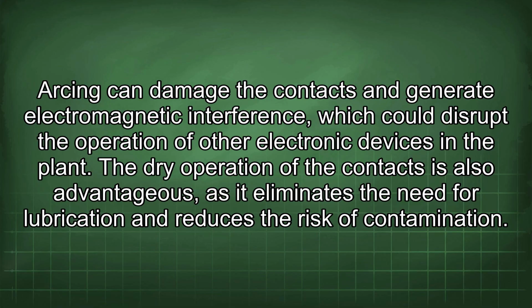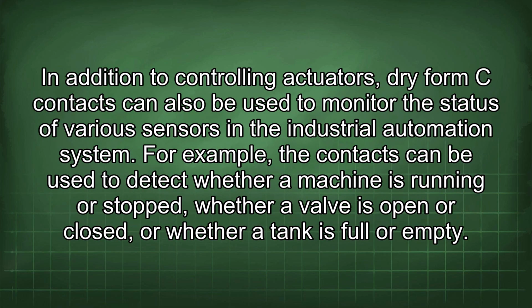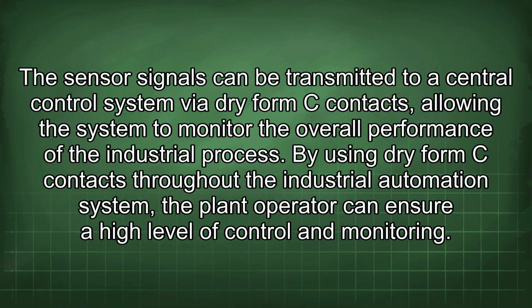of contamination. In addition to controlling actuators, dry form C contacts can also be used to monitor the status of various sensors in the industrial automation system. For example, the contacts can be used to detect whether a machine is running or stopped, whether a valve is open or closed, or whether a tank is full or empty. The sensor signals can be transmitted to a central control system via dry form C contacts, allowing the system to monitor the overall performance of the industrial process.